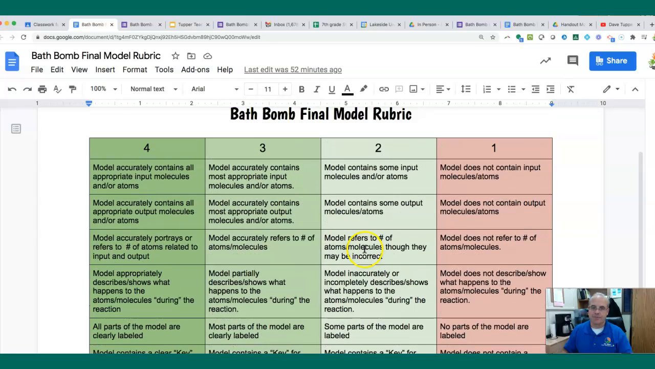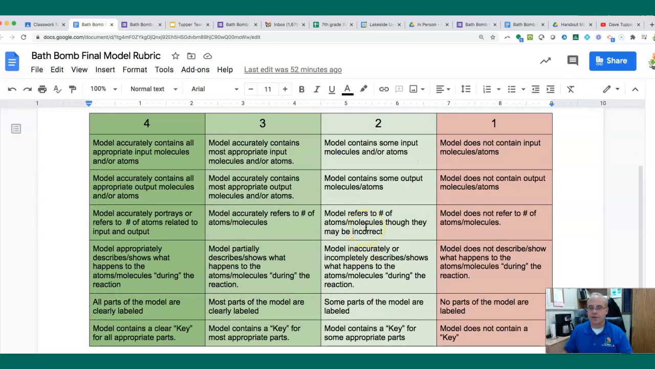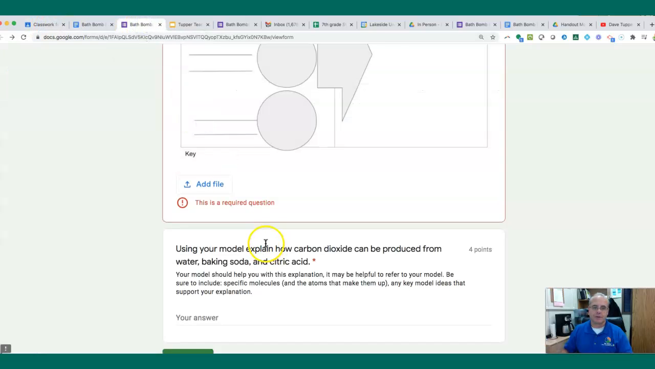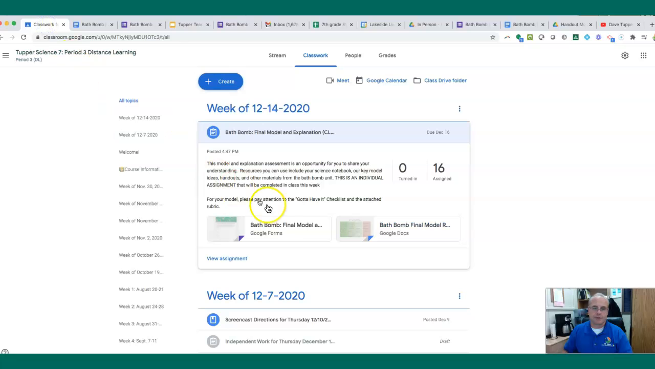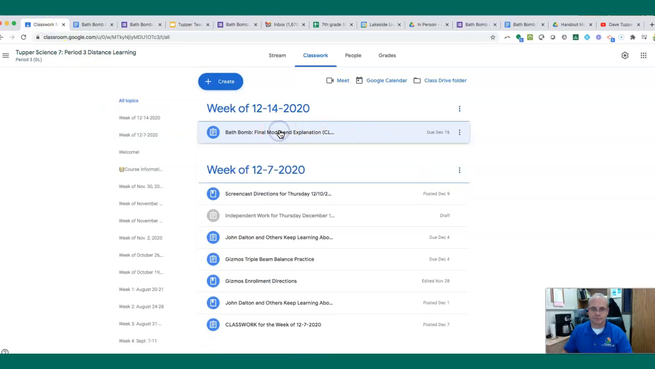So I'm very confident. I think you will do well if you take your time, use all the things you've learned, including your notebook. Okay, so when you're all done, you're going to hit submit. And that is your classwork for Monday or Tuesday of this week.